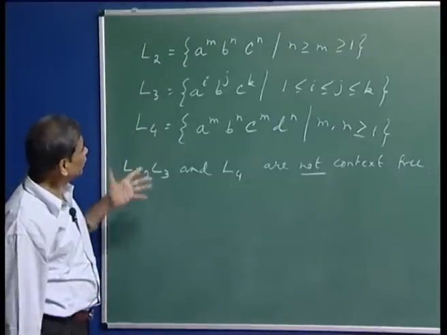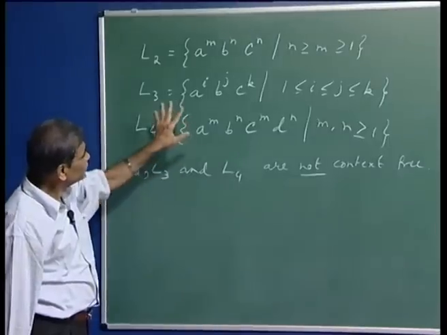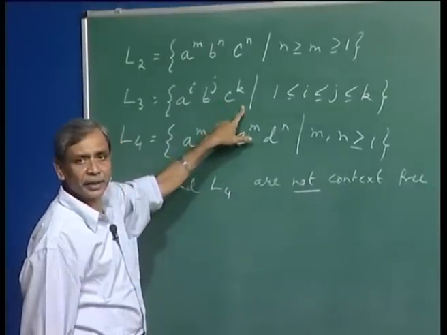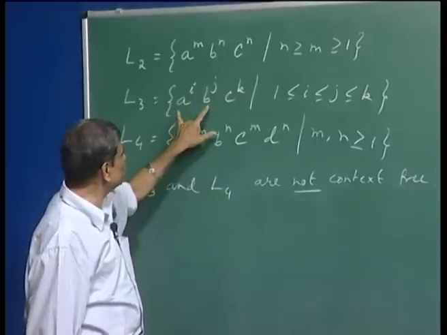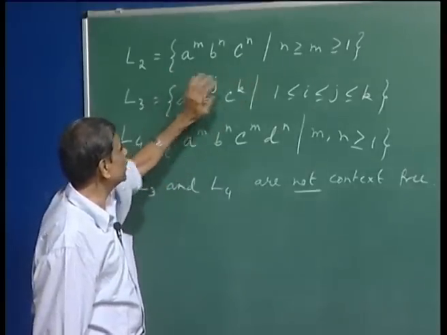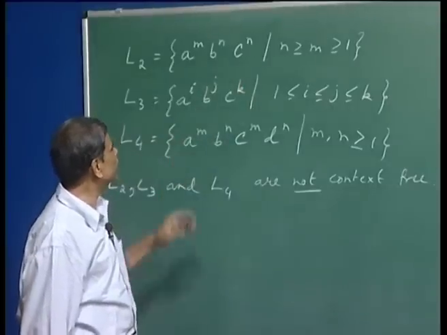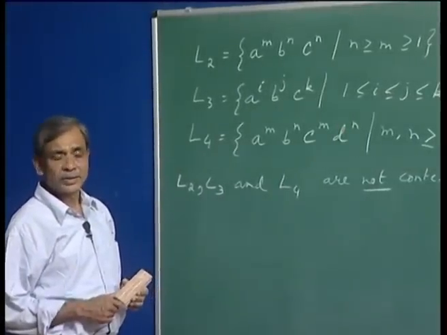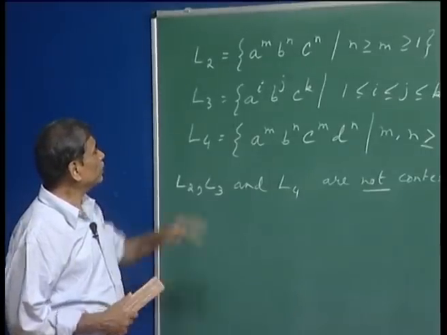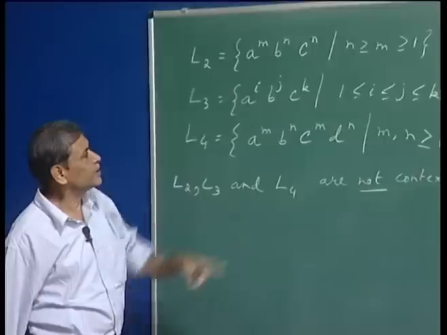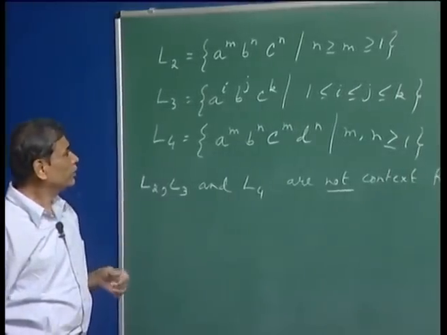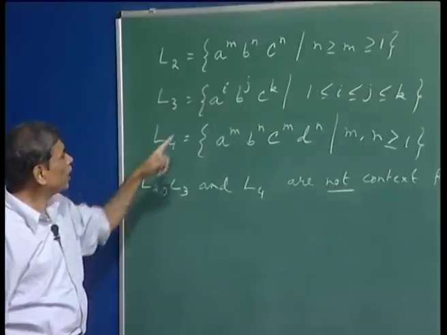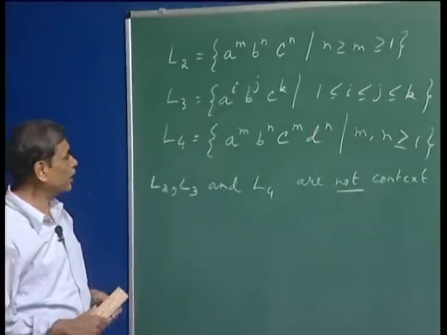Take another similar thing. Again there are these two conditions, that i is less than or equal to j and j is less than or equal to k. The problem is that once you ensure this, again, if one of these letters was not there, then we can ensure that by means of a context free language. In other words, supposing A was not there, B^j C^k such that j is less than or equal to k, this is something we can handle. We can write a context free grammar to generate such strings, but these two conditions together we cannot handle.